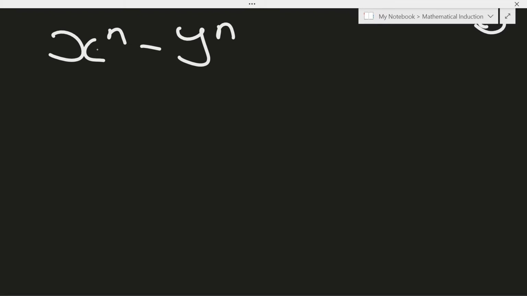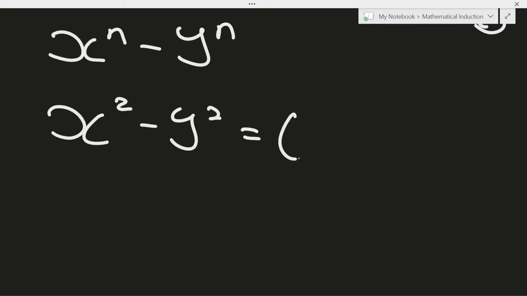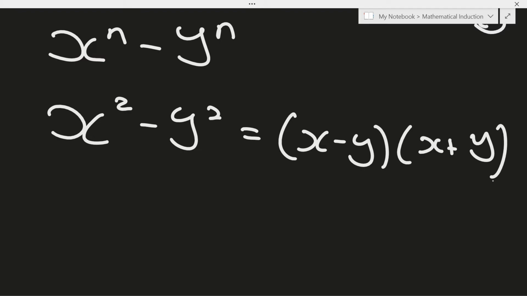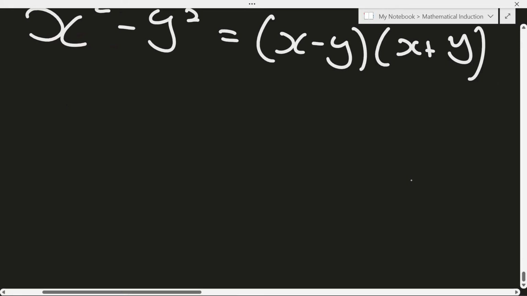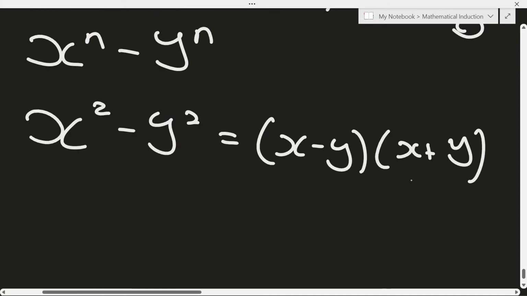So you should know already the difference of two squares, but if you don't, I'll just recap it real quick. X squared minus y squared is equal to x minus y, x plus y, right? This is pretty obvious. You should know this part. Everyone should have learned this. And this is called the difference of two squares.